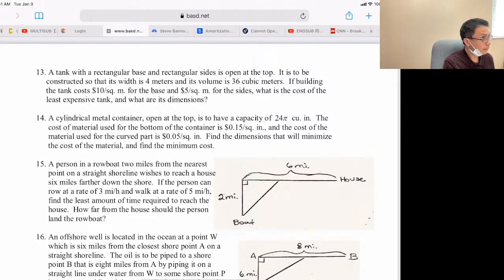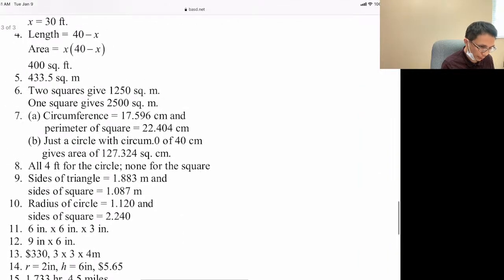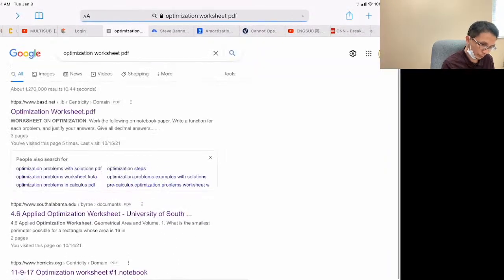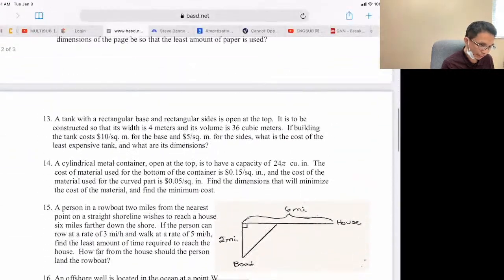Anybody got an answer already? The answer is going to be R equal to 2, H equal to 6, and the total cost is going to be 5.65. And you guys have to figure out how to do it in between.